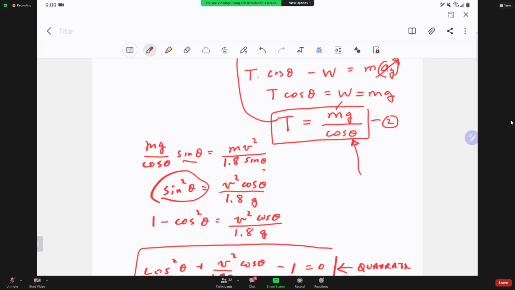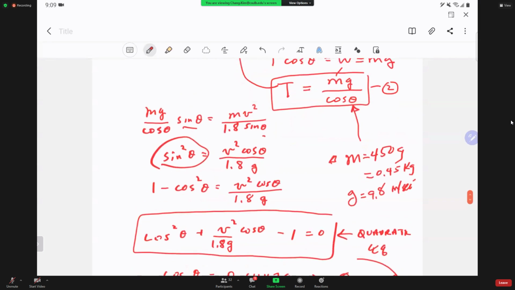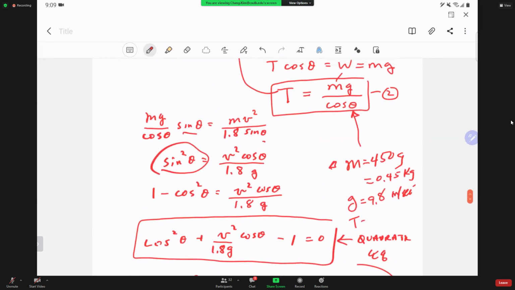We know what the mass is, 450 gram, which is 0.45 kilogram. G is 9.8 meter per second squared. Theta is about 50 degrees. And if you compute that, it should come out to be somewhere closer to 6.85 newtons. Okay, so this is how you solve this type of problem.